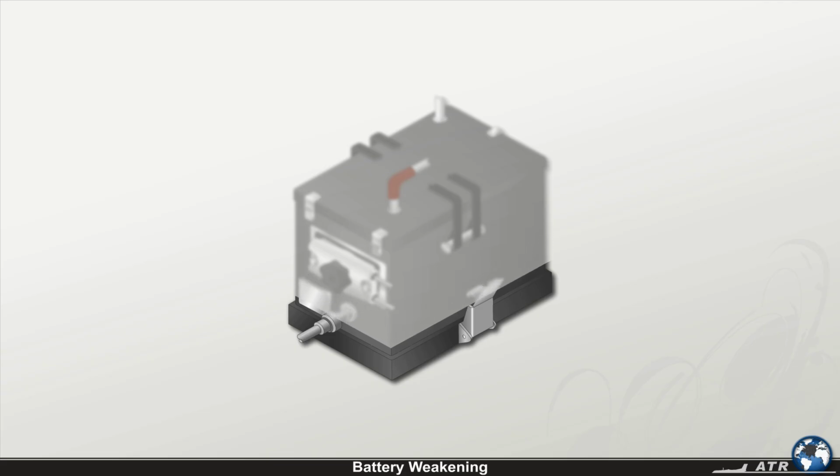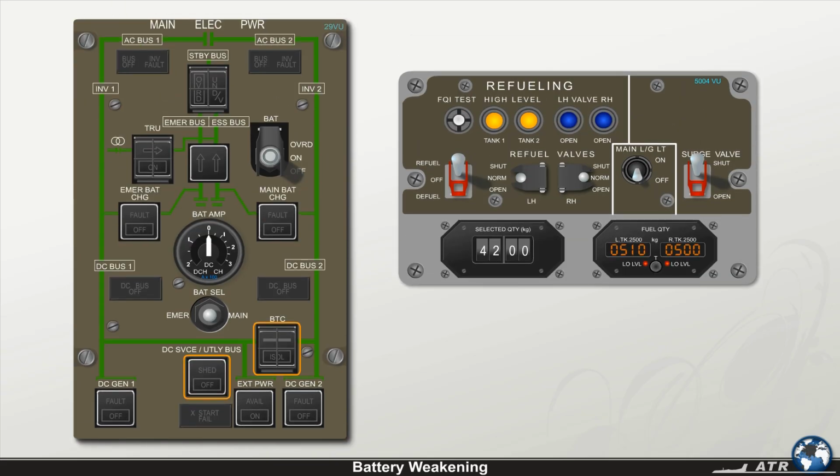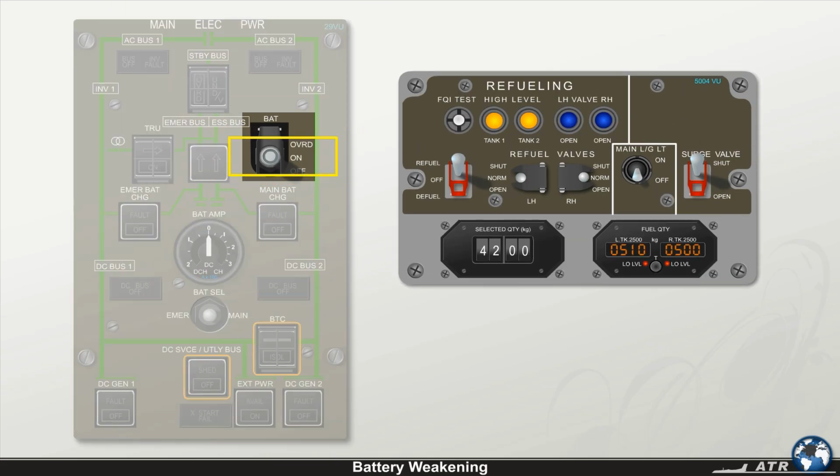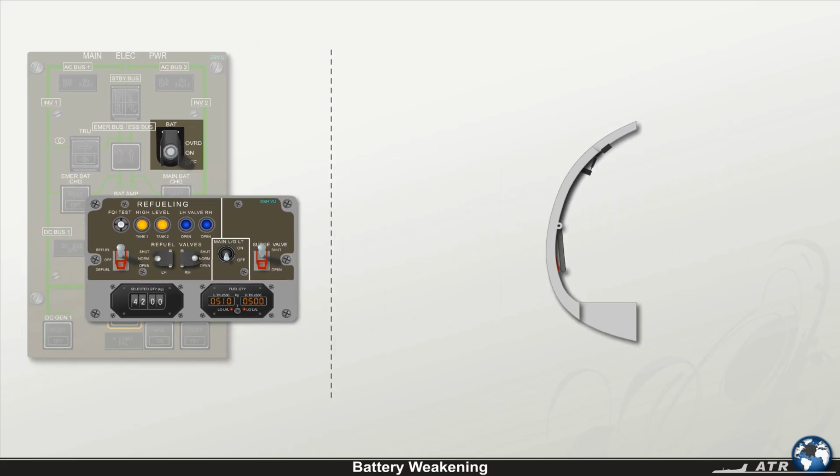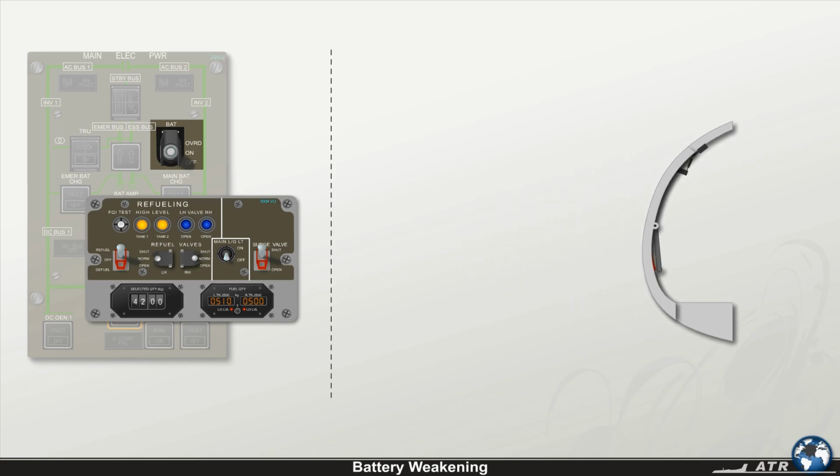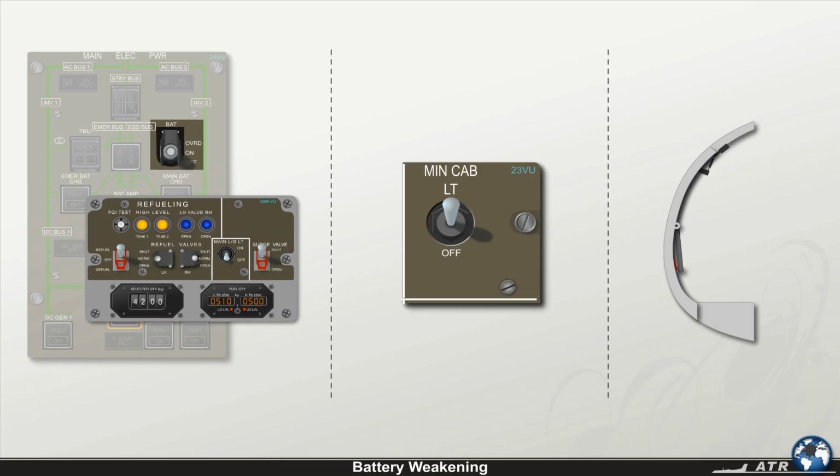Weak batteries may result from keeping the batteries switched on while refueling is performed, operating the cargo door repeatedly, using the minimum cabin lighting extensively.